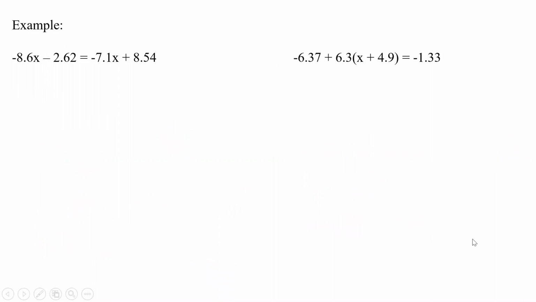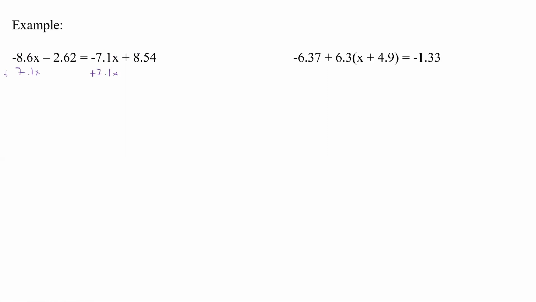All right, a couple more. Now again, with these, what we want to do is get the variable parts on one side, the numerical parts on the other side, and use PEMDAS if needed to get things simplified. On the right side over here, we're going to have to distribute first and then work our way down. Now on the one on the left here, we have the 8.6x here, 7.1x here, and it doesn't really matter. So let's add 7.1x to both sides.